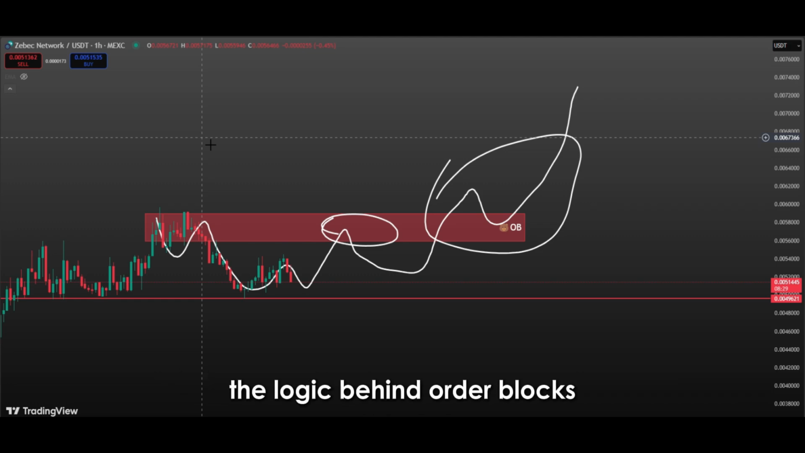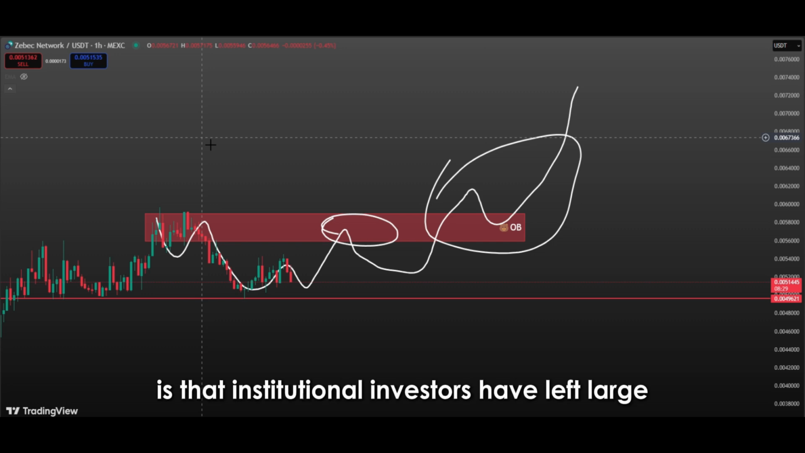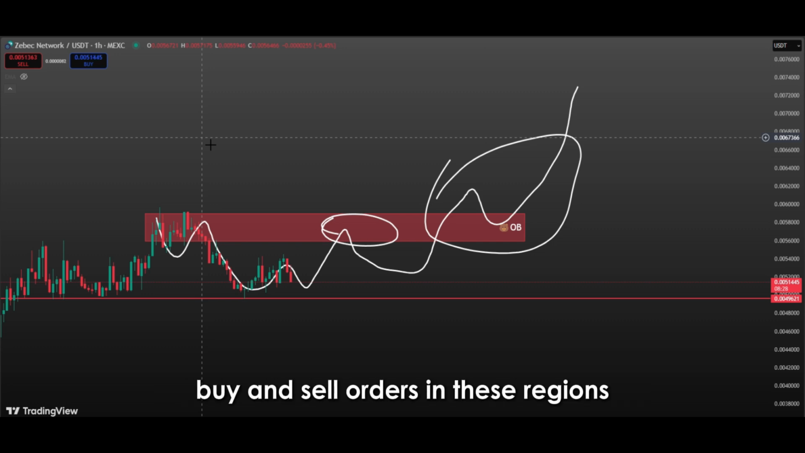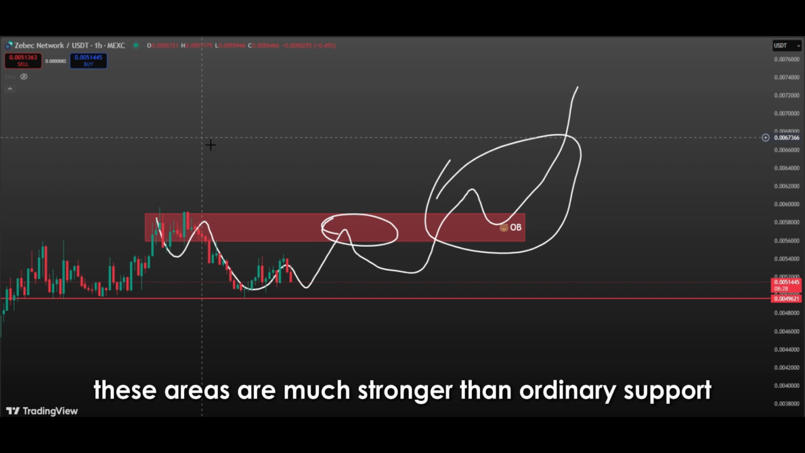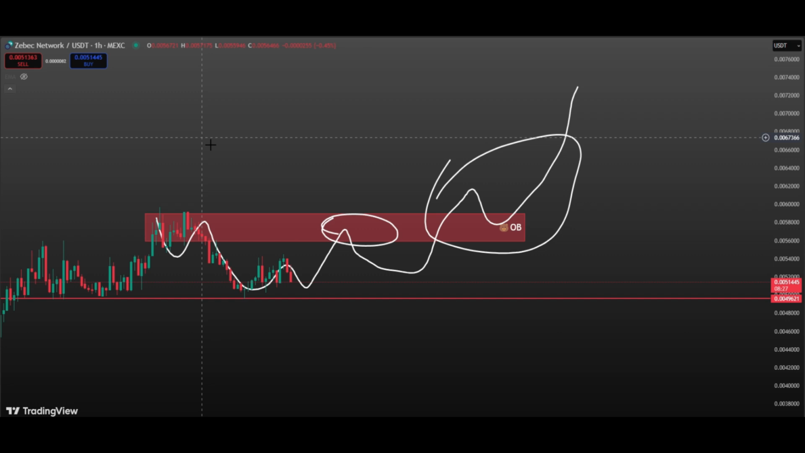The logic behind order blocks is that institutional investors have left large buy and sell orders in these regions. Therefore, these areas are much stronger than ordinary support or resistance levels, because there is a past imbalance that occurred here. In the bearish order block, significant selling pressure formed in the past, but now the price is approaching the same area again. If sellers fail to hold and the price continues upward, it shows that the side that previously disrupted the balance has lost control. This means the market is moving to a new balance, which usually includes higher price levels.